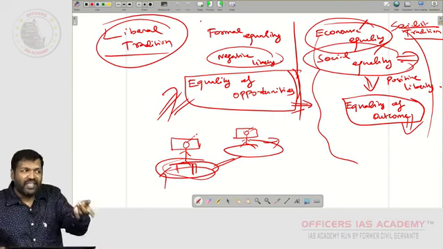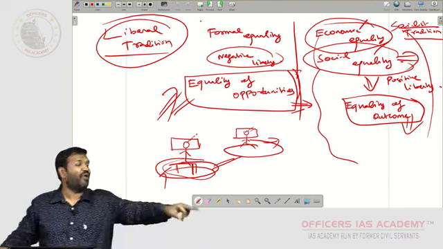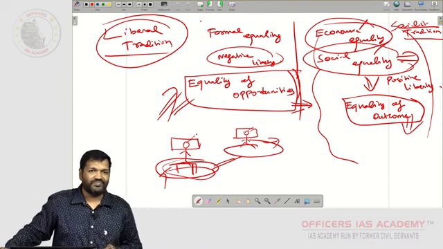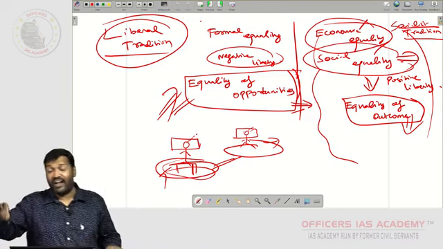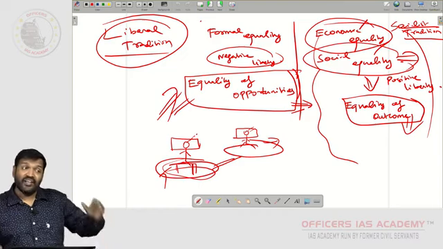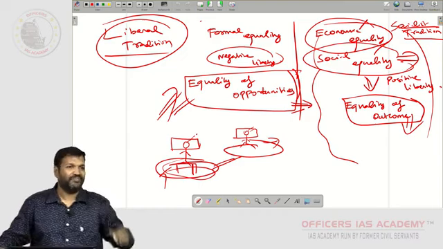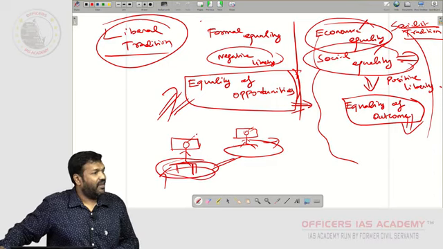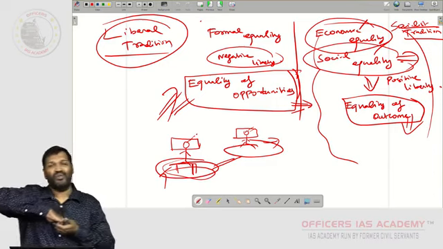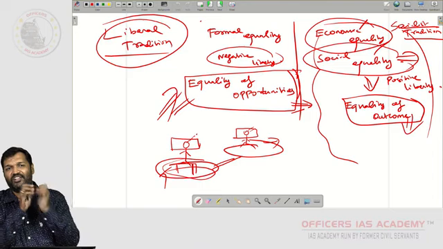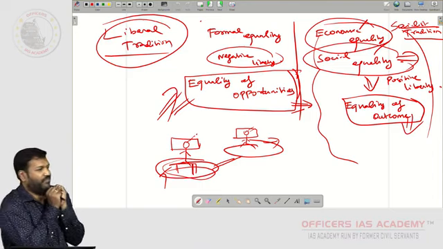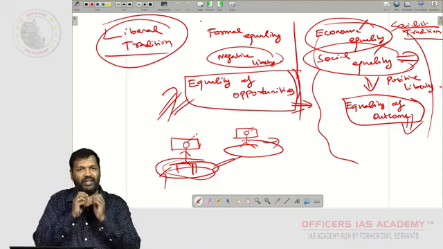But if you see equality as equality of opportunity, and liberty as liberty that emanates from law, negative liberty, then liberty and equality are complementary to each other. Understood? Otherwise it is contradictory, otherwise it is complementary.